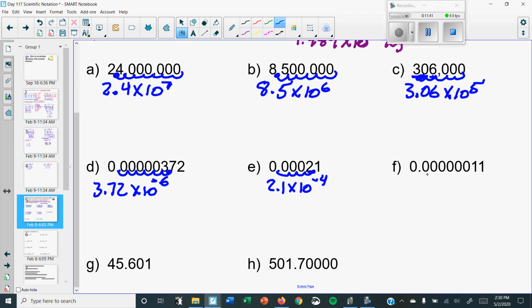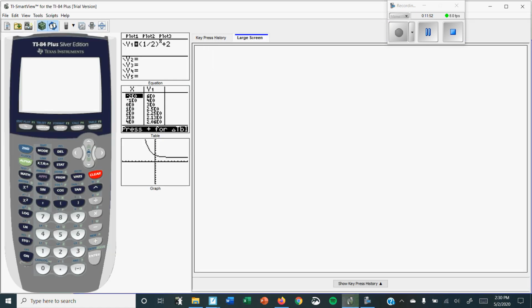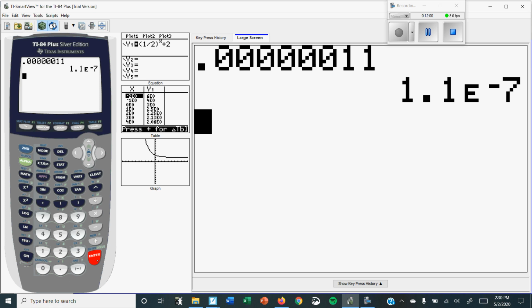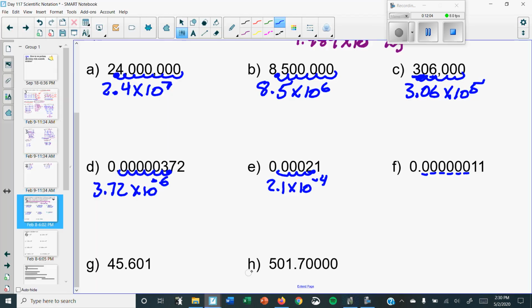So like for the next one, the only reason, again, why kids mess this up is because they count the amount of zeros wrong. There's 1, 2, 3, 4, 5, 6. So if you're lazy, you can just type it in your calculator. So 0.1, 2, 3, 4, 5, 6, and I believe it's at 11. And it will tell you it is 1.1 times 10 to the negative 7. So honestly, I would just say let the calculator do all the work.